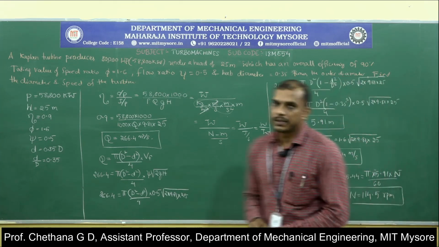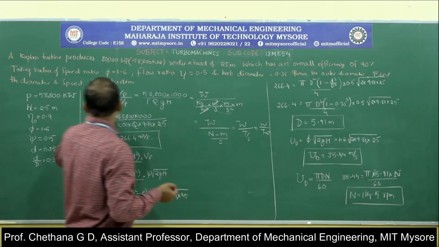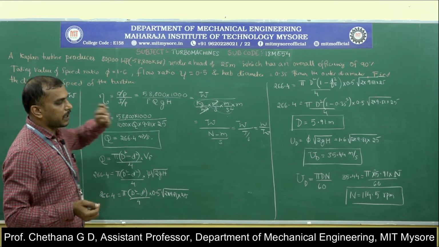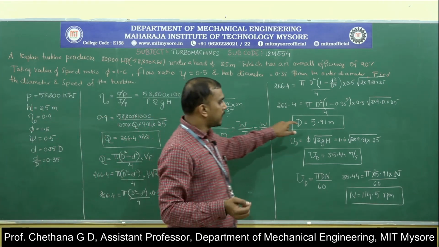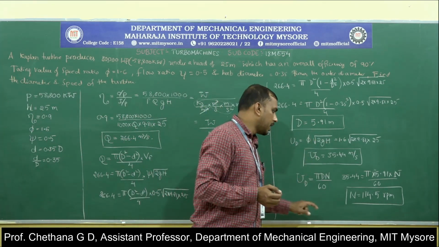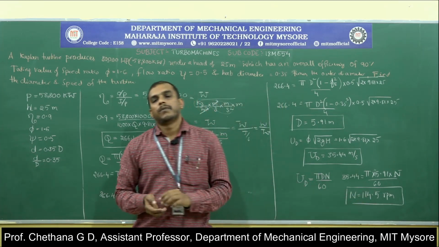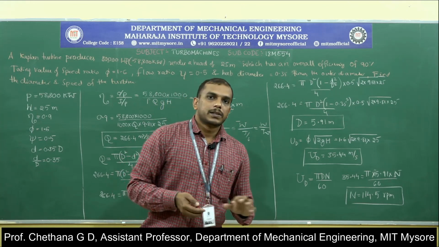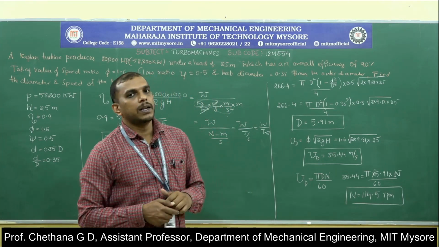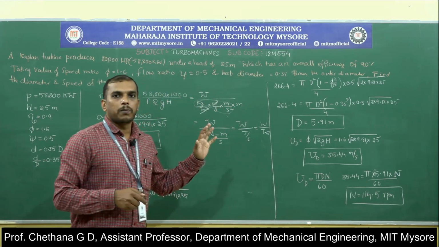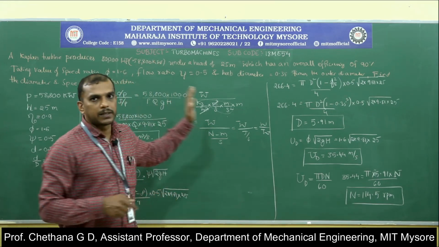Now this is what he has asked you: find out the diameter and speed of the turbine. The diameter of the turbine is 5.91 meter and the speed of the turbine is 114.5 RPM. So in the next class we will try to solve a few more problems on Kaplan turbine.